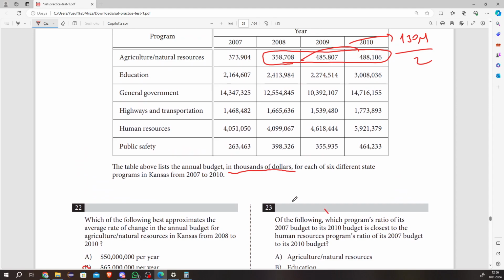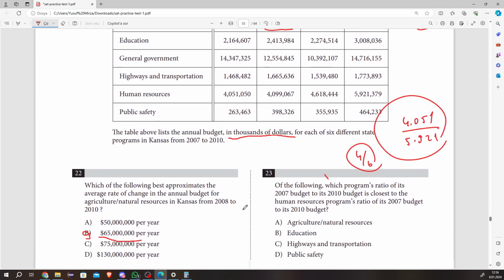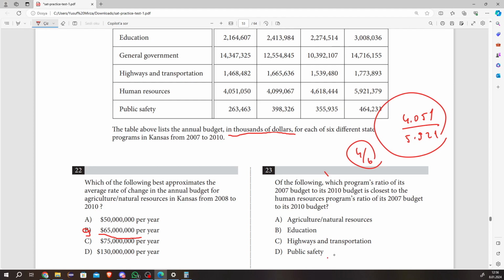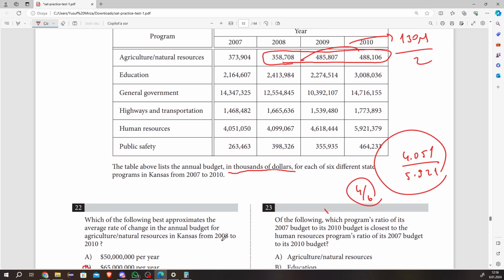Let's look at the human resource programs ratio. Human resources 1 point, and it is like this: agriculture, natural resources, education. We should use the calculator here. 1.1 divided by 2, 1 and a half. Highways and transportation, they are very close to each other. Close to each other, yes.